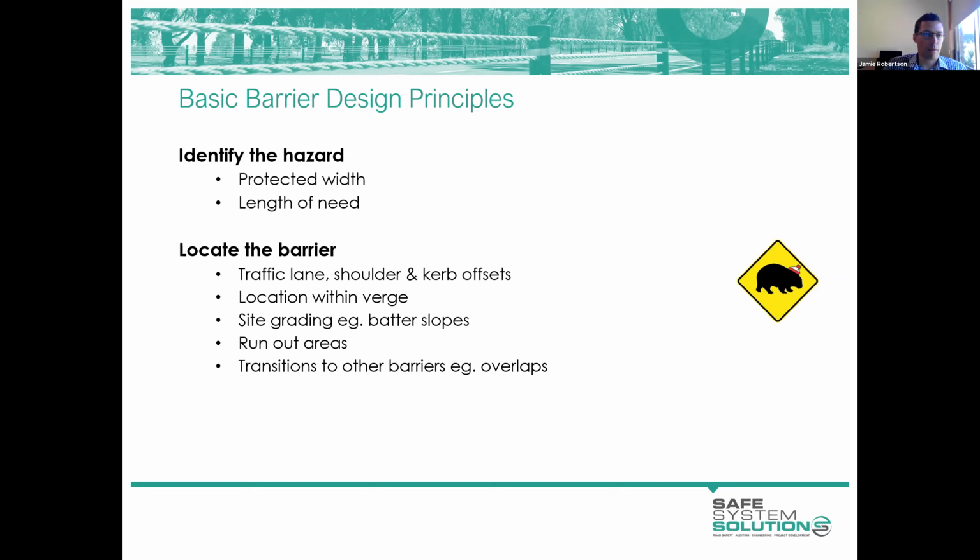So we need to locate the barrier in relation to the traffic lane, the edge of the road. There may be a shoulder, perhaps it's got a sealed portion and an unsealed portion. There might then be an unsealed verge. If there's curb in play, that might influence our lateral offset of our barrier. Our slopes adjacent to the road might have a bearing on where our barrier sits.